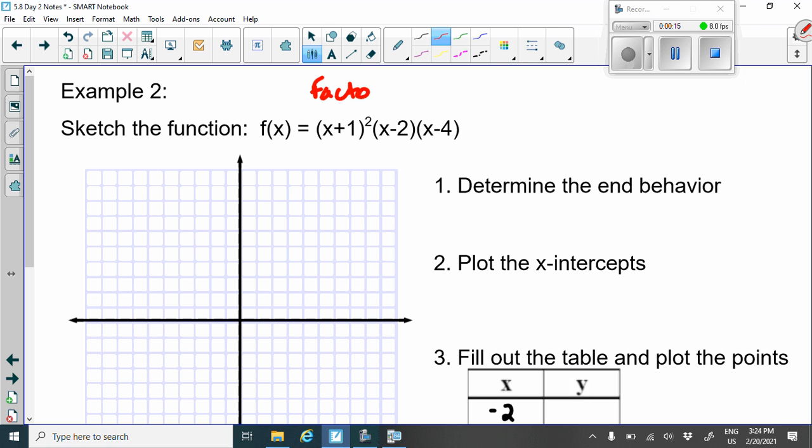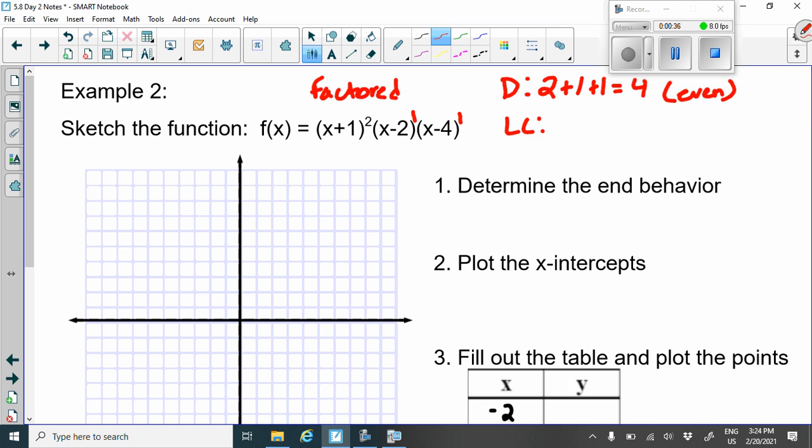So to find our degree, we need to count the exponents. Notice on the x minus 2, that is an exponent of 1, and same thing on the x minus 4, that's an exponent of 1. So I have 2 plus 1 plus 1, and that gives us 4. Now that is an even number, so we have an even degree here.